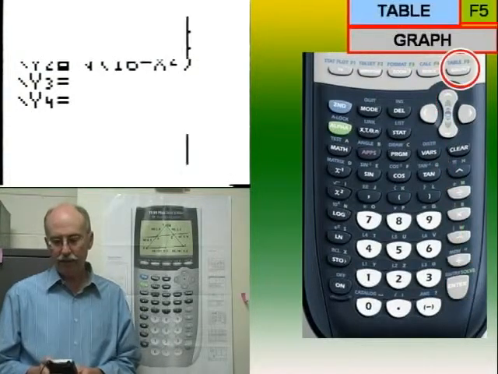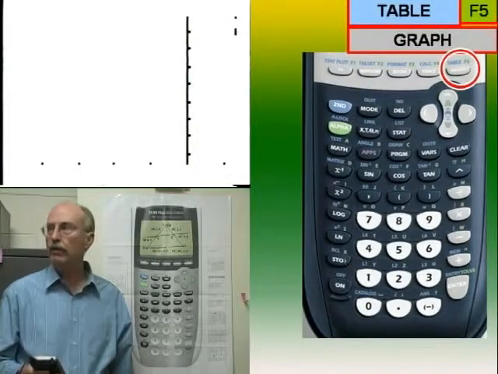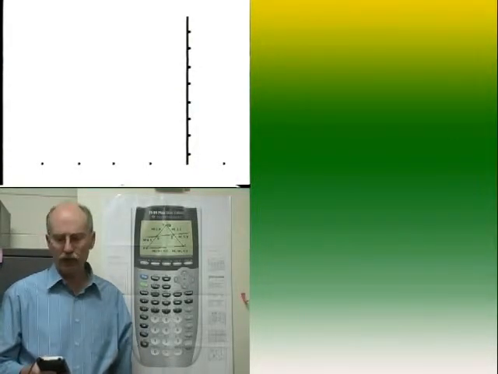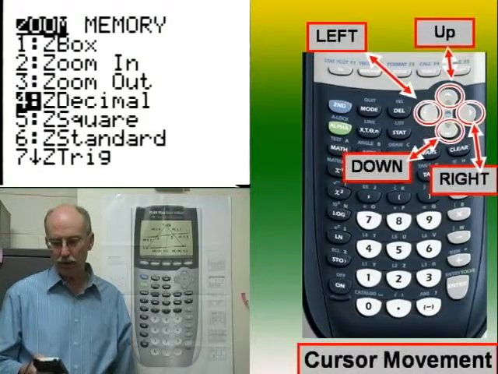Now let's graph that. Well, the functions aren't there because we're out of range. Remember how we said we could get them in range? Let's hit zoom, and we'll go to zoom standard down here at number 6.